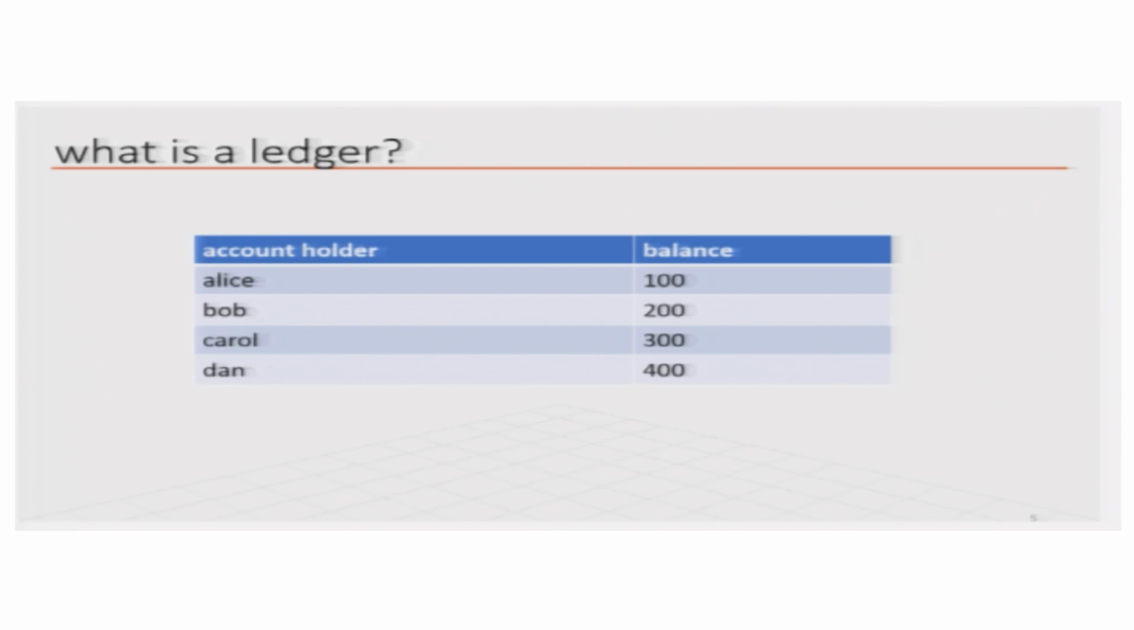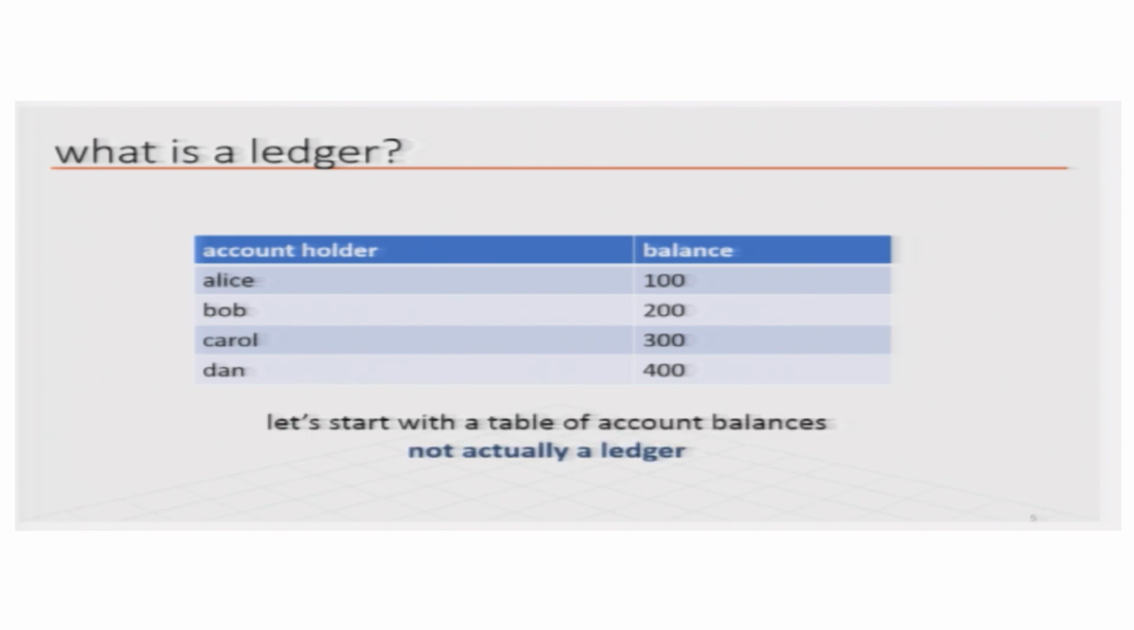So, the question is, what is a ledger? A ledger could be many things, but let us look at this. Let us say this is a bank's balance sheet, and here we have 4 account holders and they have their balances. The question is, is this balance table a ledger? The answer is not really, because it is a balance table. It does not remember the transactions, it only remembers after a transaction what the new balance is for each of the users who are part of that transaction.